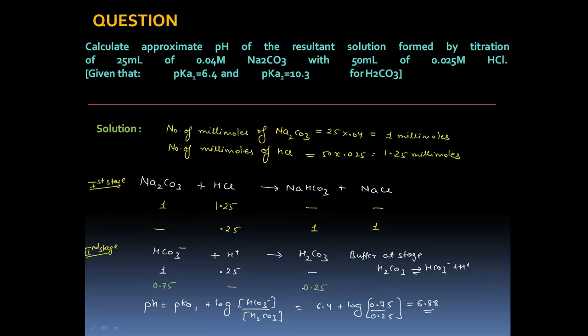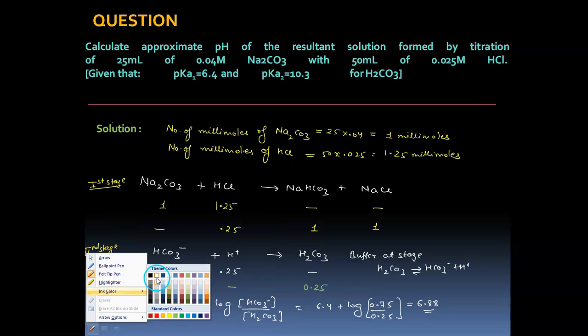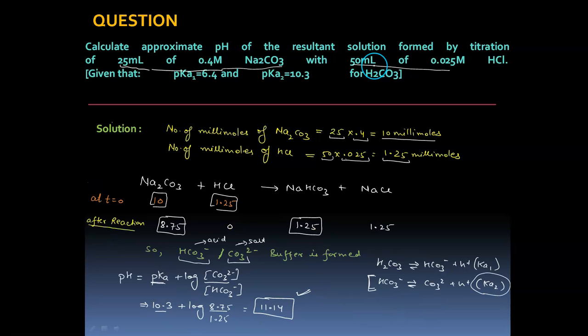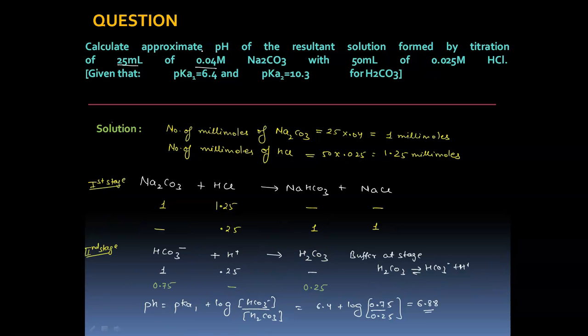Now let's take another example where I have changed the value slightly and see what happens, what will be the resultant buffer. Now the pH of the resultant solution is formed by titration of 25 ml of 0.04 molar Na2CO3 with 50 ml of 0.025 molar HCl. So what is the difference from the first? Earlier it was 0.4 molar, now in this example it is 0.04 molar.